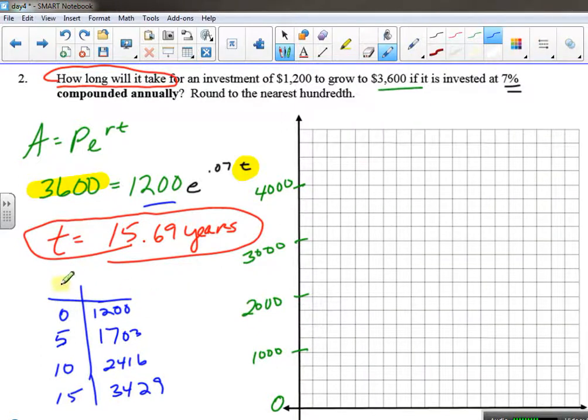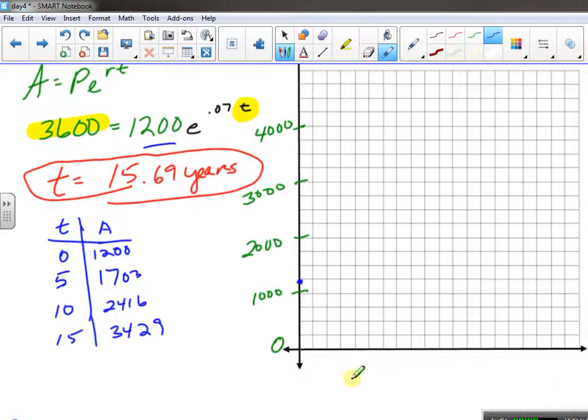And I'm going to mark this my T, and this is my A. So let's go to 0, 1200. It's going to be 1250. So there's 1200 about there. Going to 5. Oh, wait a minute. I don't have any labels on this axis, and I certainly need labels on this axis.